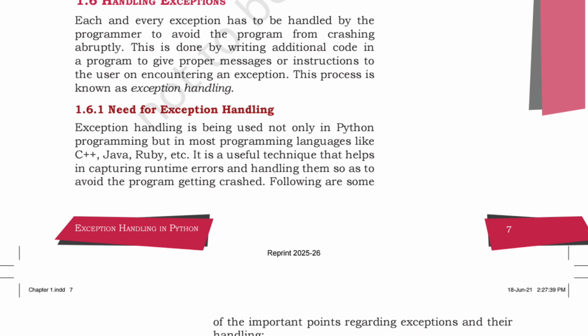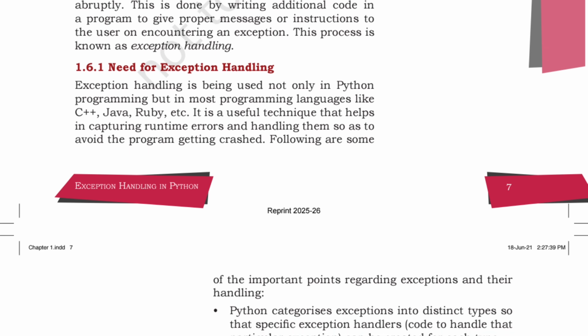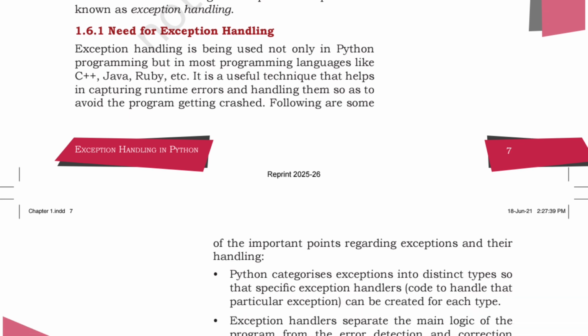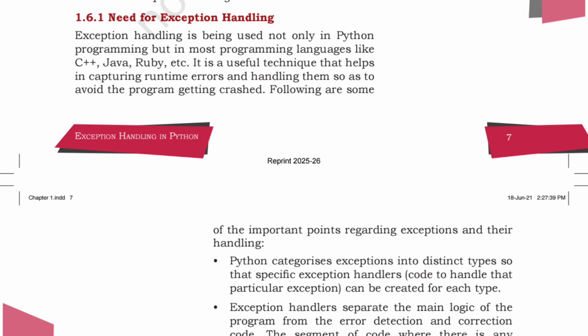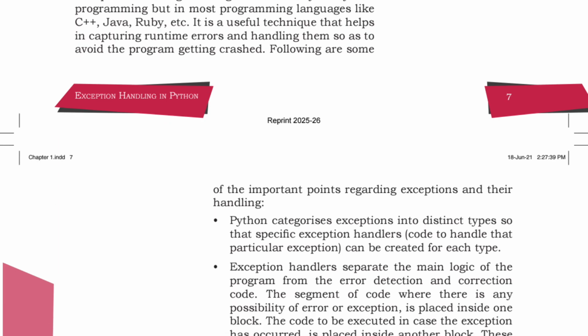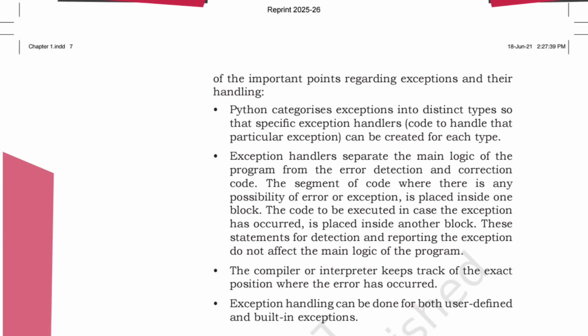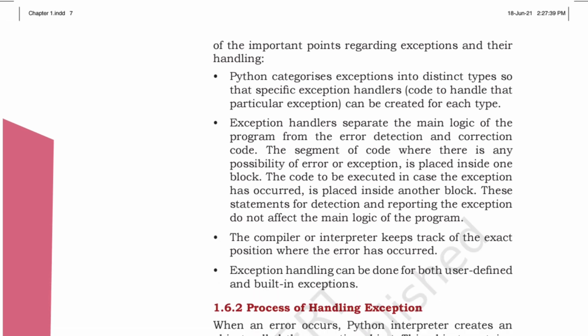Need of exception handling: exception handling is used not only in Python programming but in most programming languages like C++, Java, Ruby. It is a useful technique that helps in capturing runtime errors and handling them, so as to avoid the program getting crashed. Following are some of the important points regarding exceptions and their handling. This is how Python categorizes exceptions and exception handling.